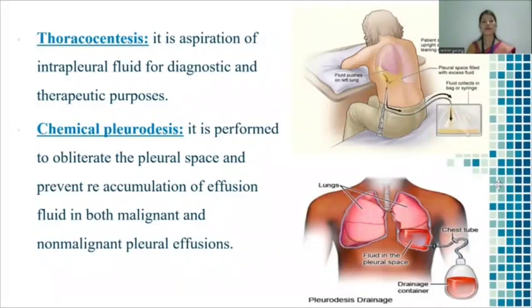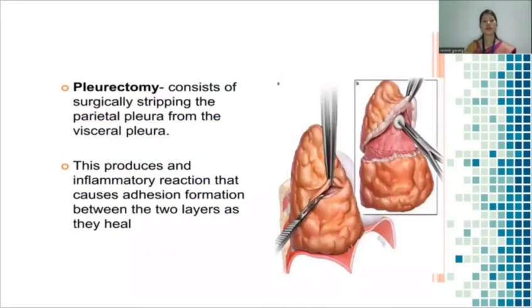And next, chemical pleurodesis. Here in chemical pleurodesis, it is performed to obliterate the pleural space and prevent reaccumulation of the effusion fluid, both in case of malignant and also in non-malignant cases. And next, pleurectomy. Here we are going to remove, stripping the parietal pleura from the visceral pleura. This produces an inflammatory reaction that causes adhesion formation between the two layers.